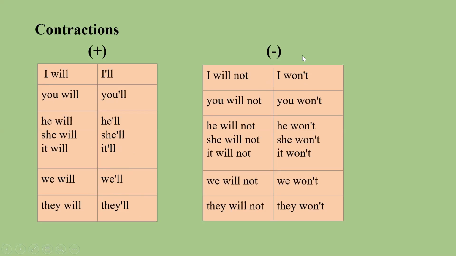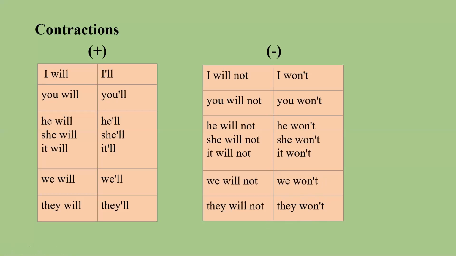Now we have negatives. I will not, I won't. Everybody, please. You will not, you won't. Very good. He will not, he won't. She will not, she won't. It will not, it won't. We will not, we won't. They will not, they won't.